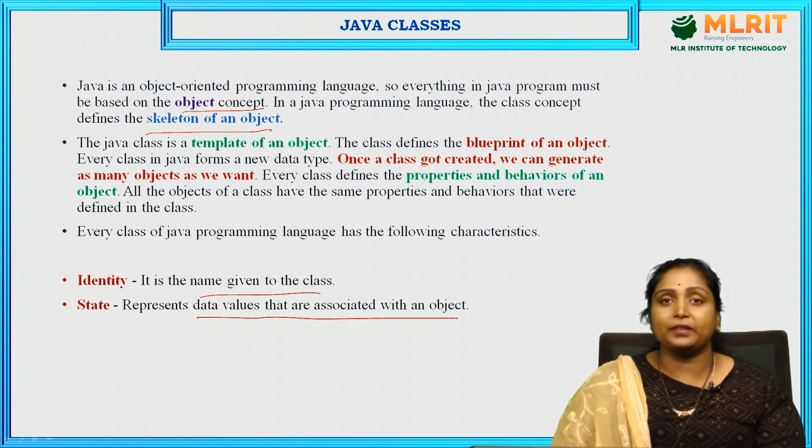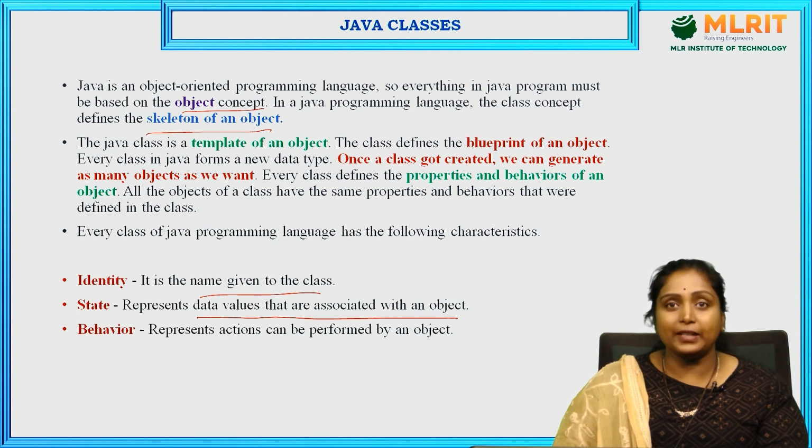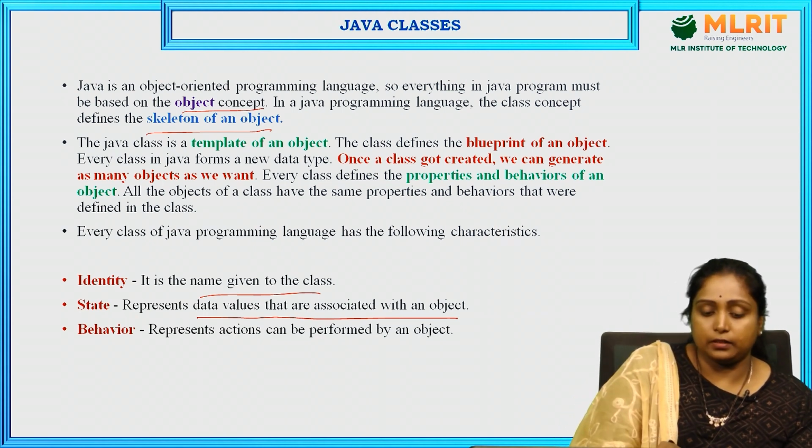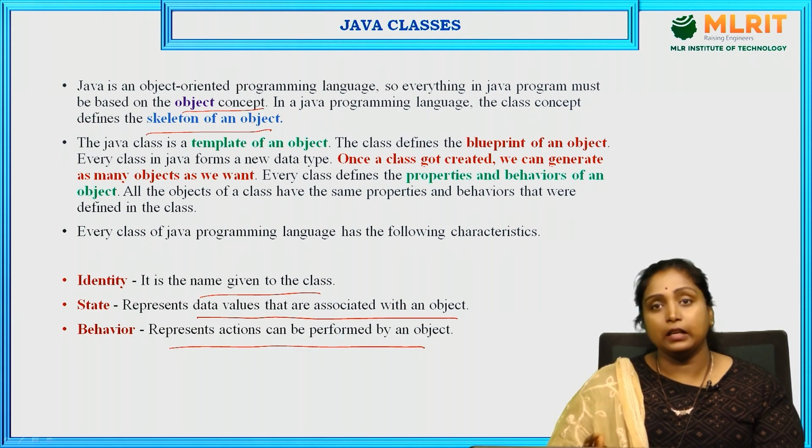So we will represent it as a state. And the third one is behavior. The actions performed by a particular object, we represent as behavior. So what is behavior? It represents actions that can be performed by an object.